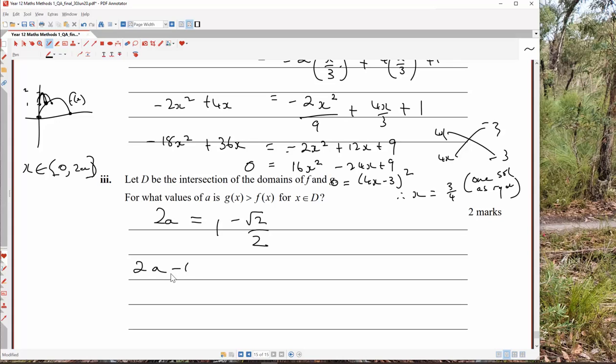So 2a take 1. Actually, what am I doing? I'm solving for a, so I need to divide by 2. a is equal to half take away root 2 on 4. Let's just simplify that. I'll get a common denominator anyway. So I've got 2 take away root 2 over 4.